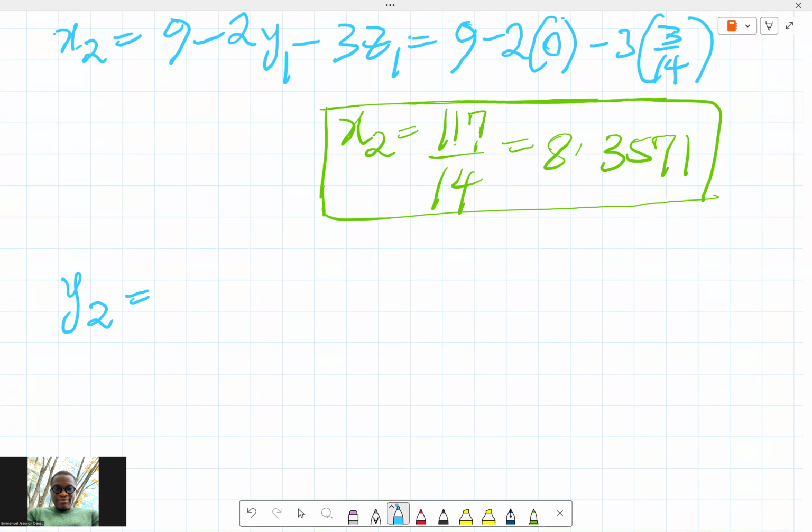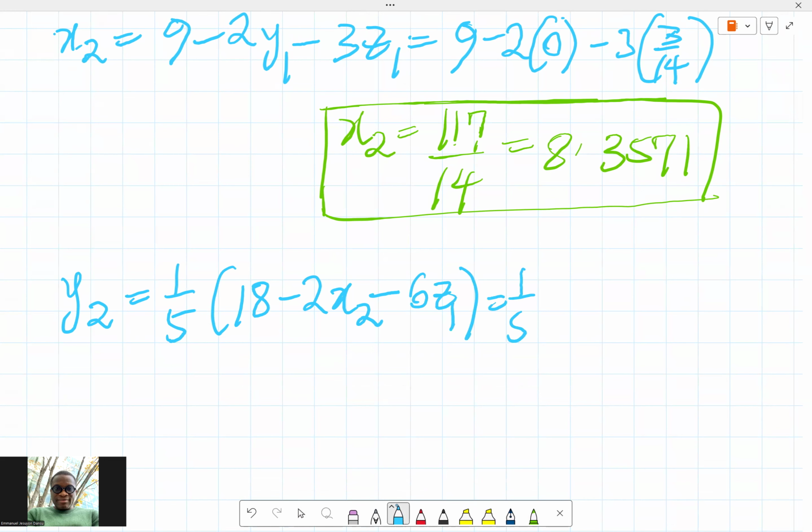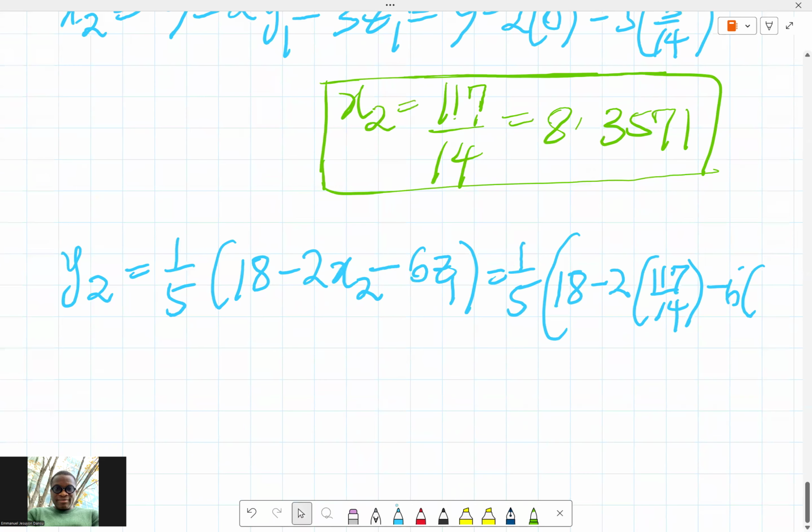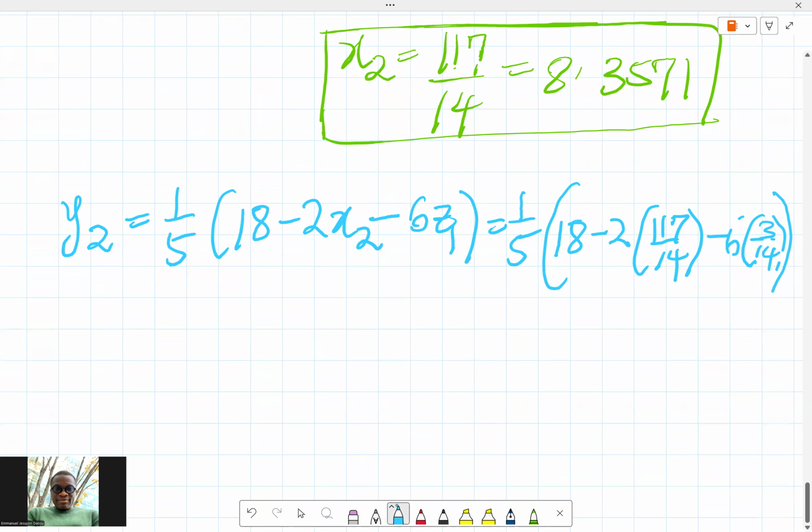So for y2 now we have 1 over 5 into 18 minus 2x2, not x1 anymore. But we don't have z2 yet, so we just have 6z1. That means we have 1 over 5 into 18 minus 2 times x2. x2 is 117 over 14, because I like to use fractions, minus 6 into z1. The last z1 we got is still 3 over 14.